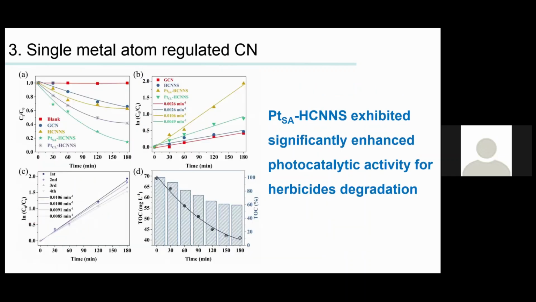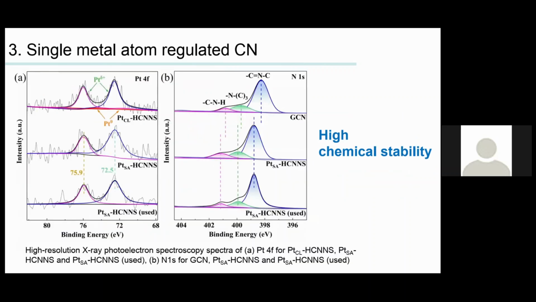Single metal atom regulated carbon nitride exhibited significantly enhanced photocatalytic activity for herbicide degradation. Besides, it also exhibited satisfactory stability after several cycles. Moreover, XPS was further used to investigate the chemical stability of the single metal atom regulated carbon nitride. No significant change was observed after the catalyst was used.